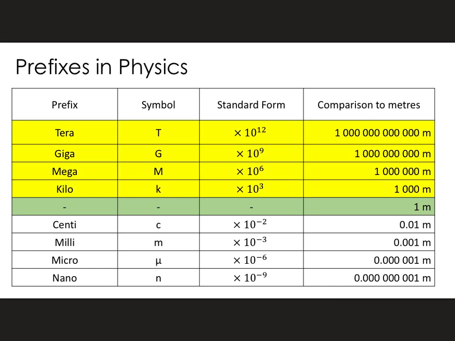So you can see these on the screen. I've highlighted them for you now. And we've got tera, giga, mega, and kilo. They go upwards from the meters. So 1 meter, if we get to 1,000 meters, well, that's a kilometer.